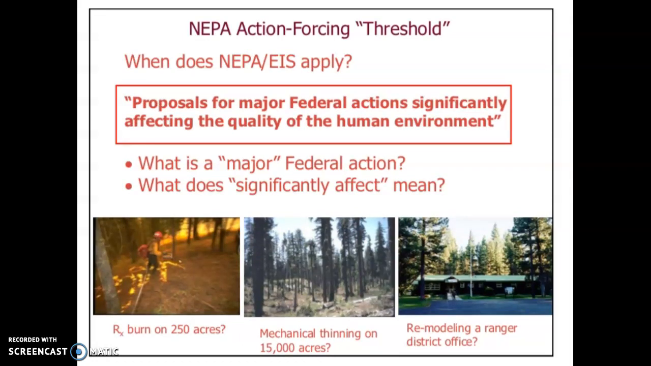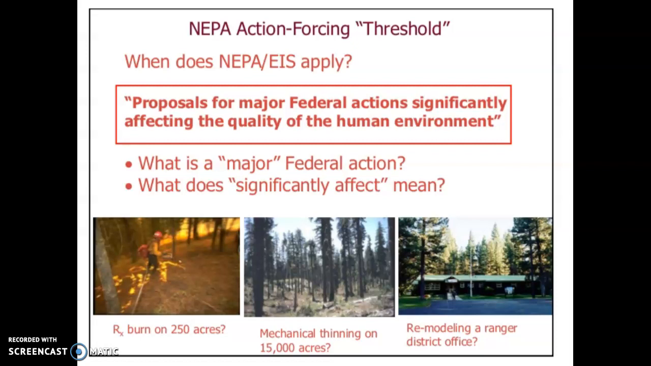So when do you know when NEPA needs to be launched? And ambiguity can be a problem here. These questions can have some subjective interpretations. When exactly does a NEPA and an EIS apply?